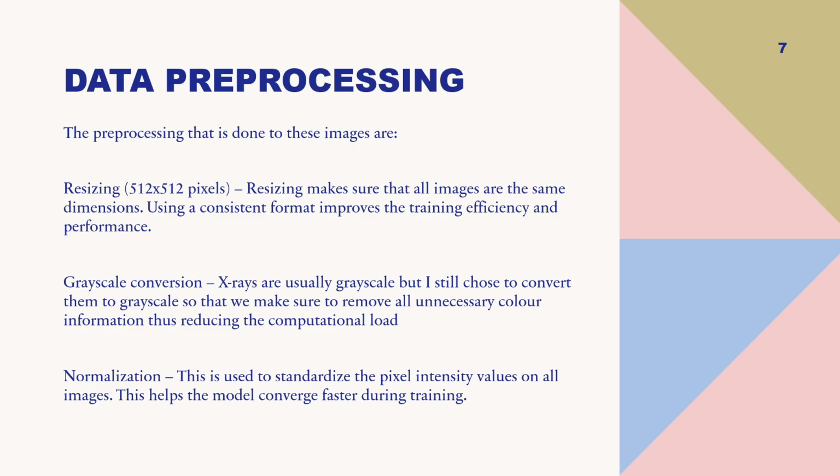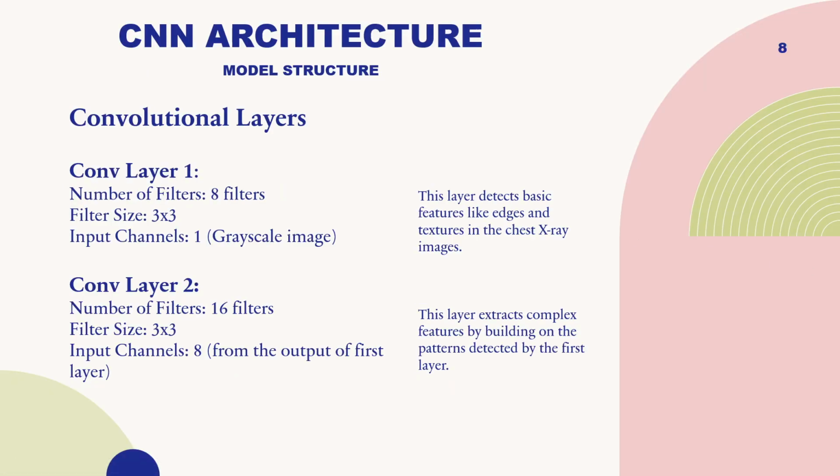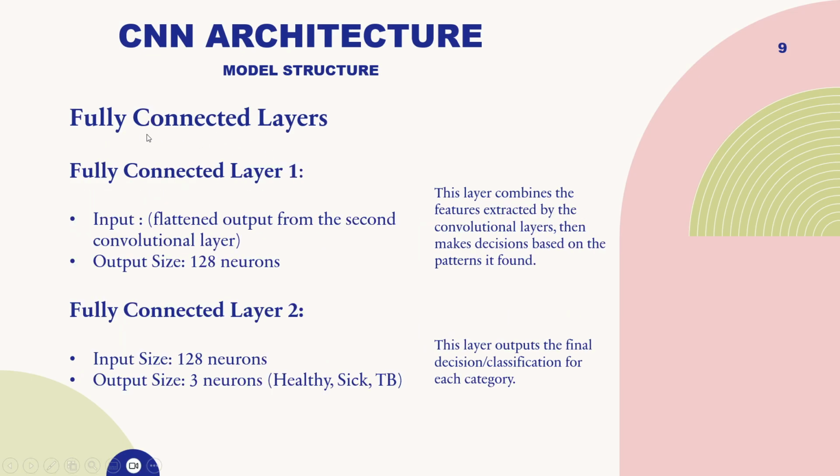So for the data processing, the three functions that I chose to pre-process the data are resizing, grayscale conversion, and normalization. So onto the actual CNN architecture. The whole model's structure is 4 layers. The first 2 layers are convolutional layers. So the data would flow through the first layer onto the second layer, and then onto the last two layers, which are fully connected layers.